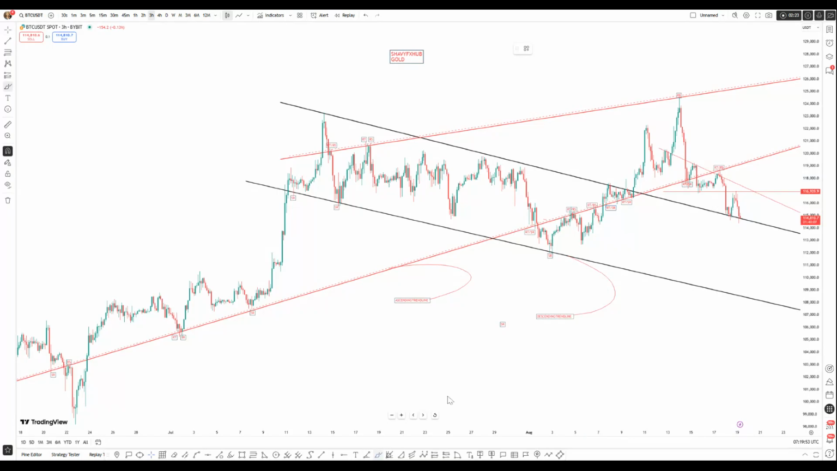So the confirmation was here, retest to a broken ascending trend line. Look at the ascending trend line, breakout, retest. So we have a break and retest there.